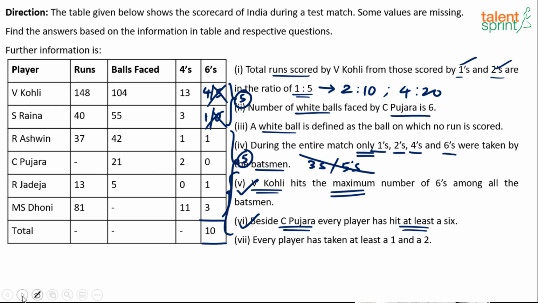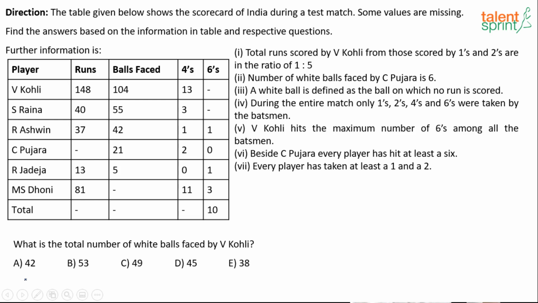Question number 1. Now that we have already figured out that Kohli has scored 4 sixes and Raina has scored 1, I'll just fill that up so that we don't have to do that calculation again. If required, we'll find out the runs scored by Pujara and balls faced by Dhoni. Same data. What is the question? What is the total number of white balls faced by Kohli? Now, the definition of white balls, you know. A white ball is defined as one in which no run is scored. How do you figure that out?